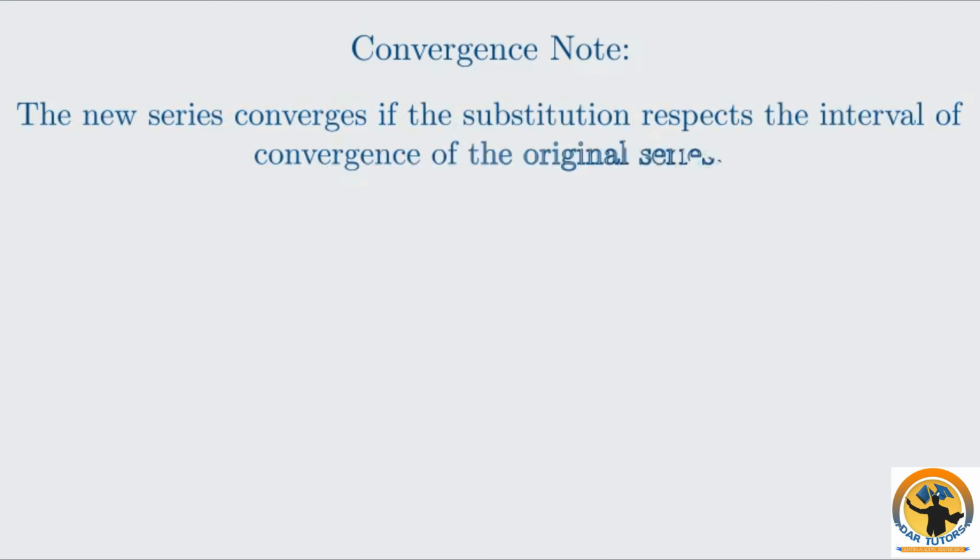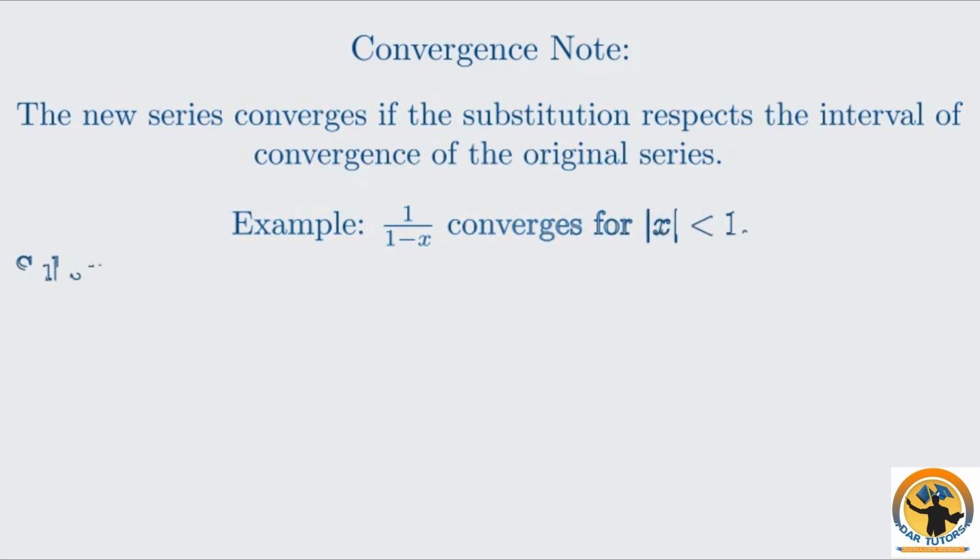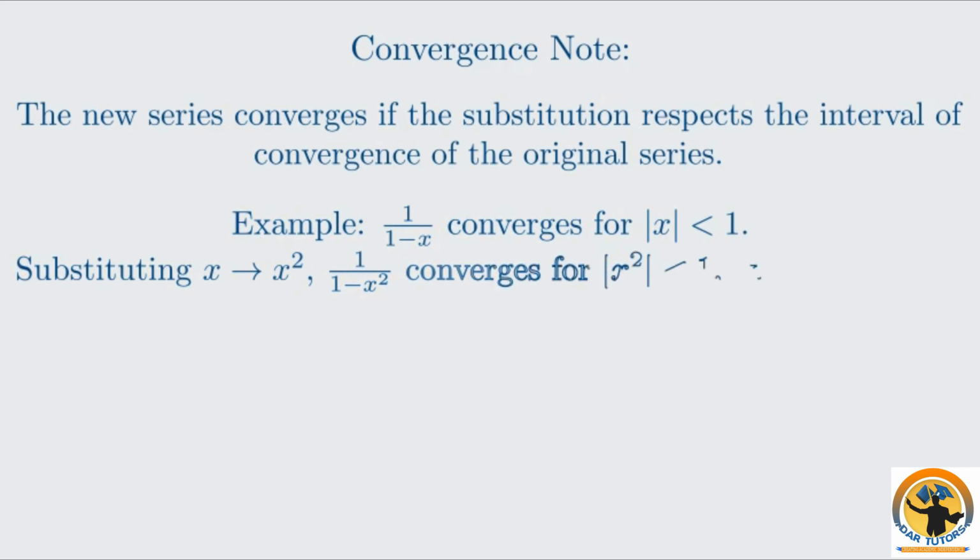The new series will only converge if the substitution respects the interval of convergence of the original series. For example, the series for 1 over 1 minus x converges for absolute value of x less than 1. If we substitute x squared for x, the new series for 1 over 1 minus x squared will converge for absolute value of x squared less than 1, which is also absolute value of x less than 1. We have now seen how to use substitution to find Maclaurin series for composite functions, a powerful and efficient technique.